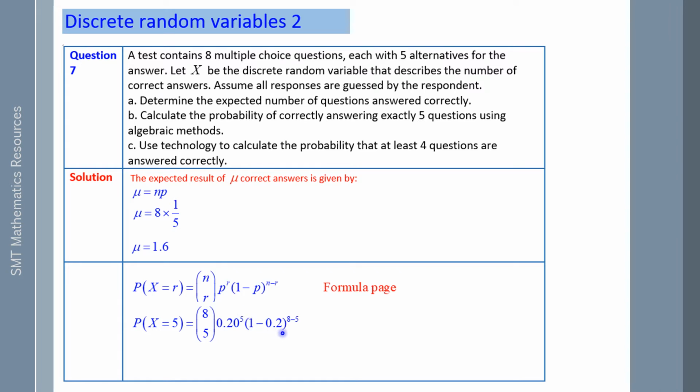1 take 0.2 is 0.8. That's our chance of not getting it right, and we've got to get 3 of those questions wrong. Note that 8C5 is the same as 8C3. Evaluating that on a calculator, we really only have a 0.00092 chance of actually getting 5 questions right. It's exactly 5 questions.